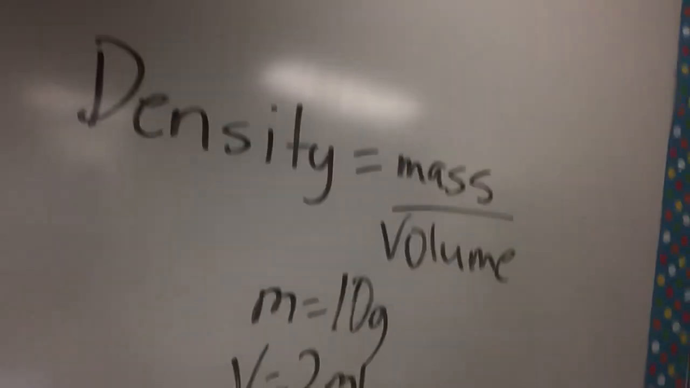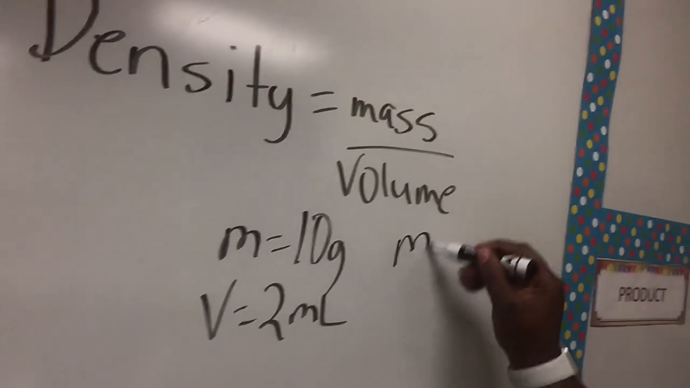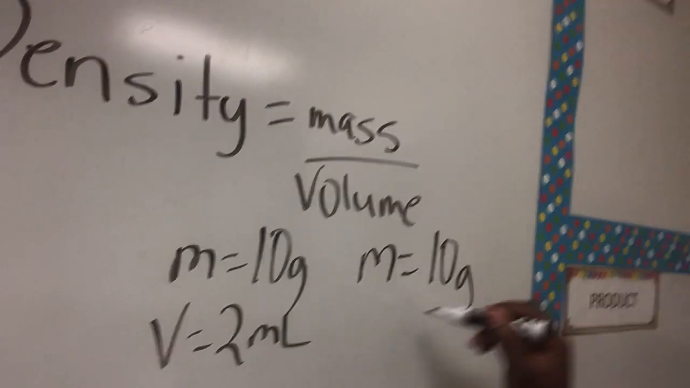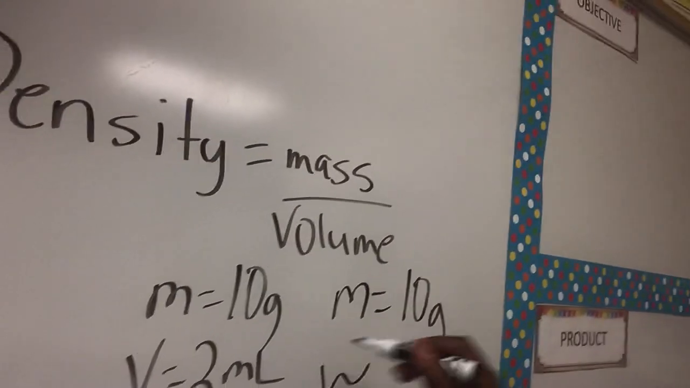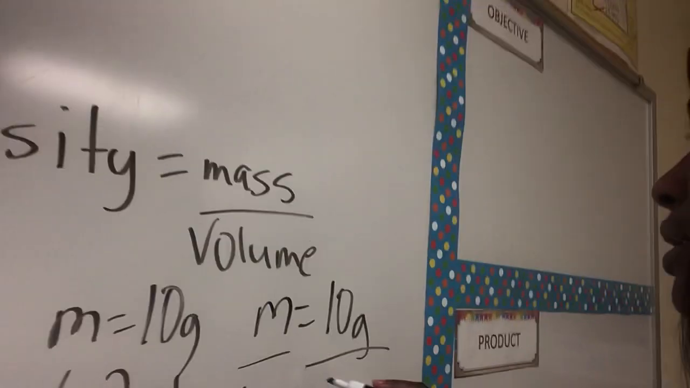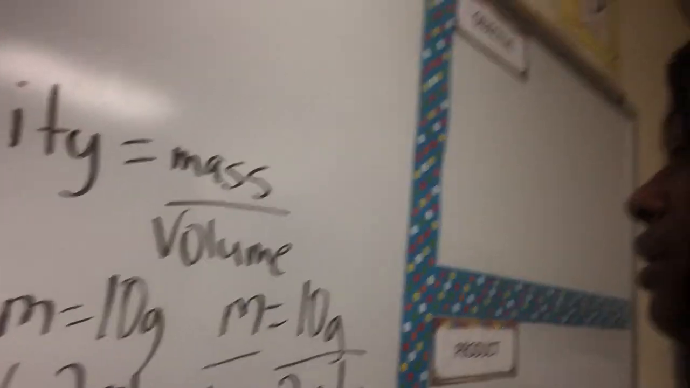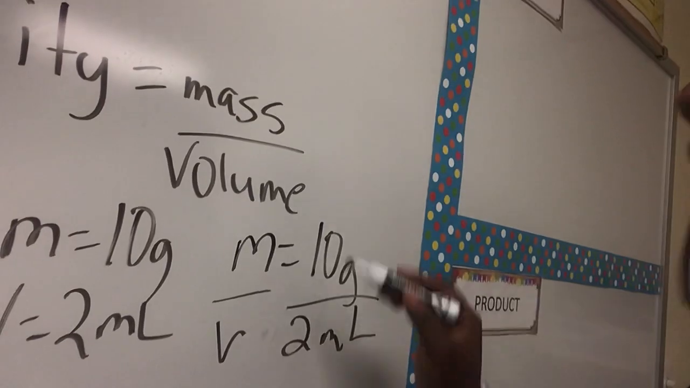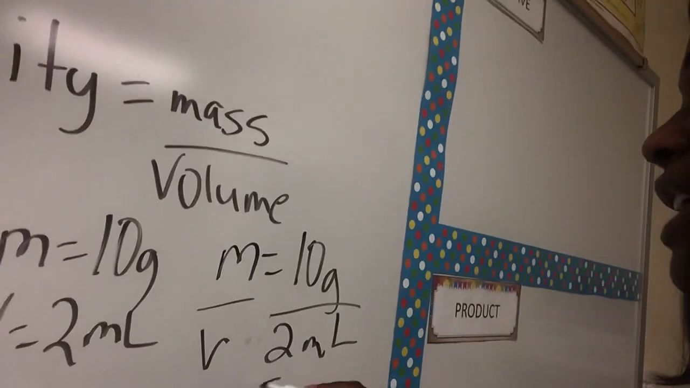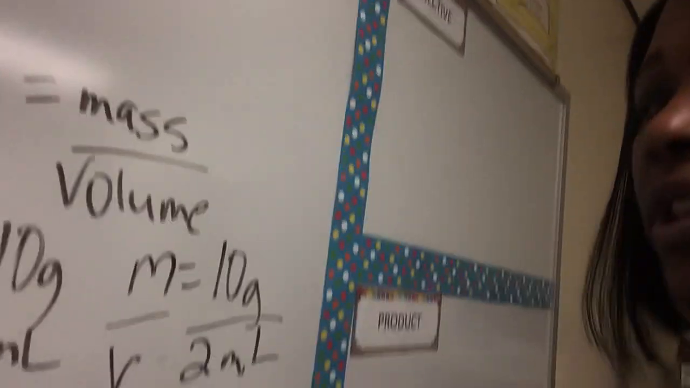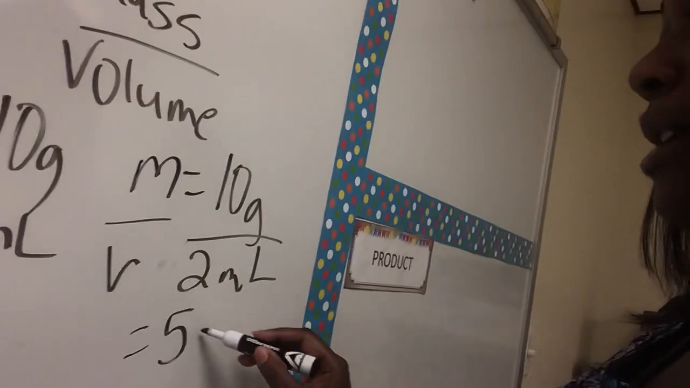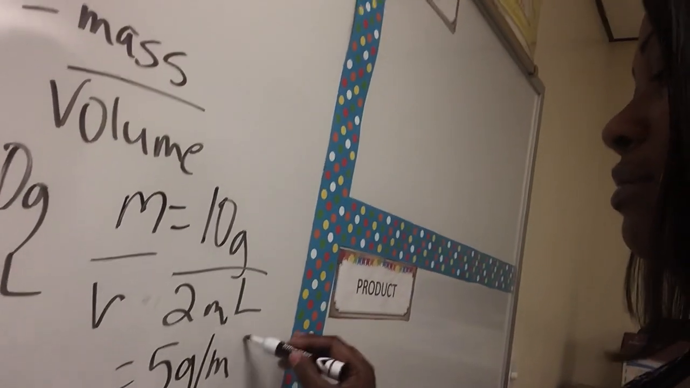So I'm going to take the mass, which is 10 grams, divided by the volume, which is 2 milliliters. All right, I know 2 goes into 10 5 times. So my density for that irregular shape item is going to be 5 grams per milliliter. All right, it is simple as that.